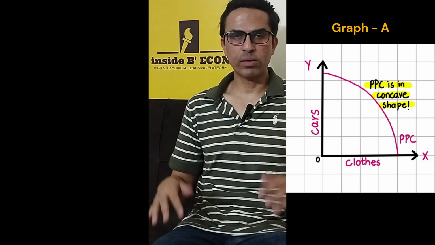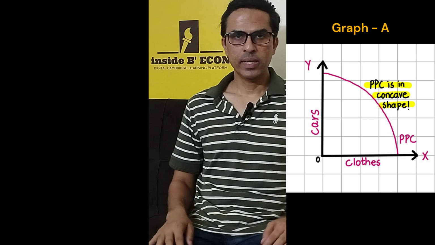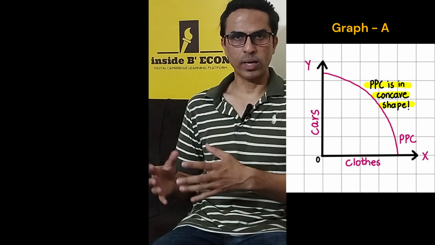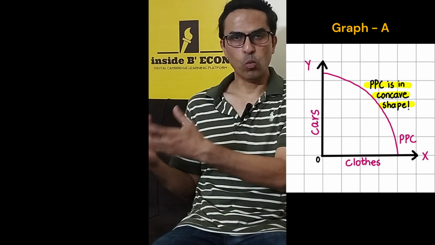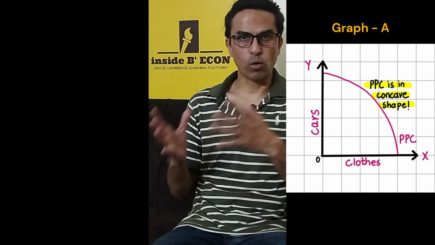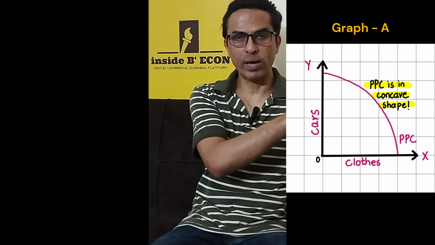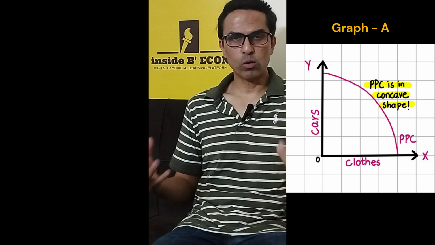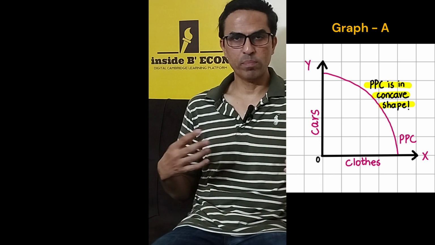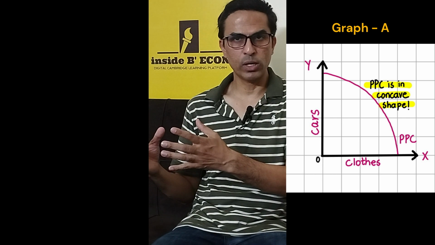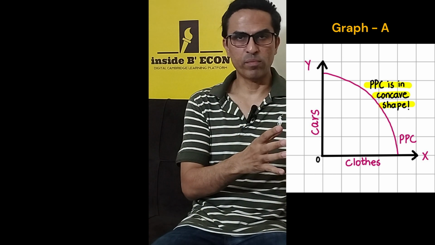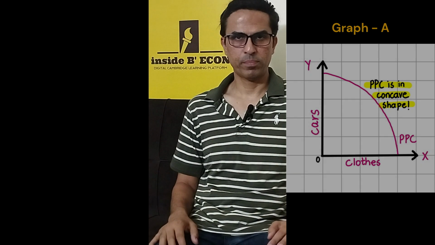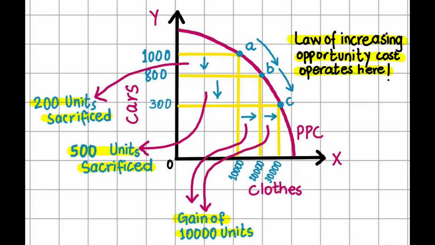Whereas the law of increasing opportunity cost states that when more and more resources are utilized for the production of one type of item by withdrawing the resources from the production of another item, the opportunity cost rises. So we are going to discuss the relationship between the law of increasing opportunity cost and the shape of the PPC through a diagram. Now have a look at the diagram.